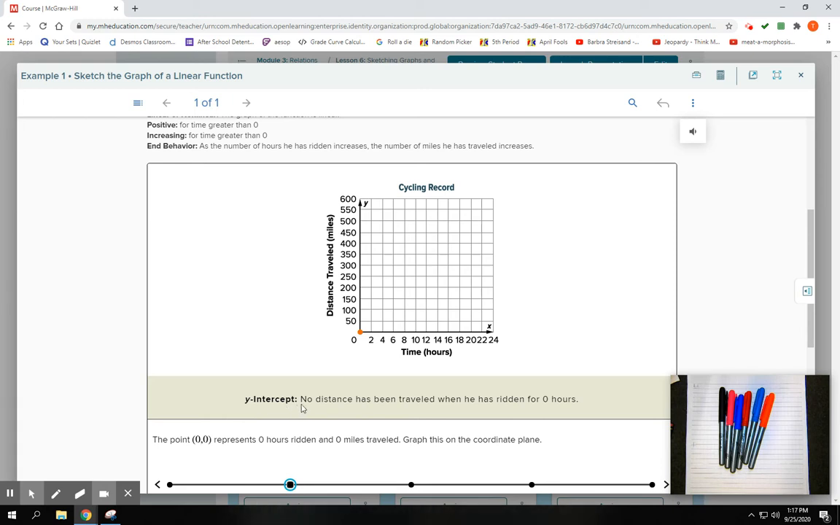Again, the y-intercept: no distance has been traveled when he has ridden for 0 hours. So the point (0, 0) represents 0 hours ridden and 0 miles traveled, and that is graphed on the coordinate plane at (0, 0).